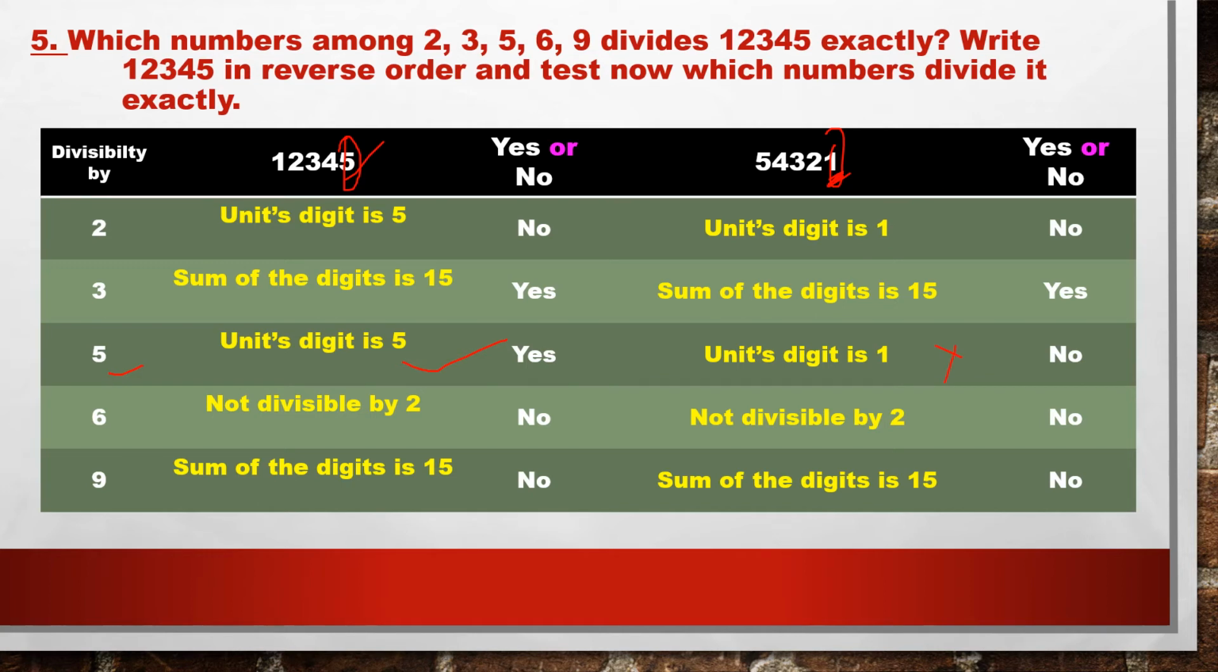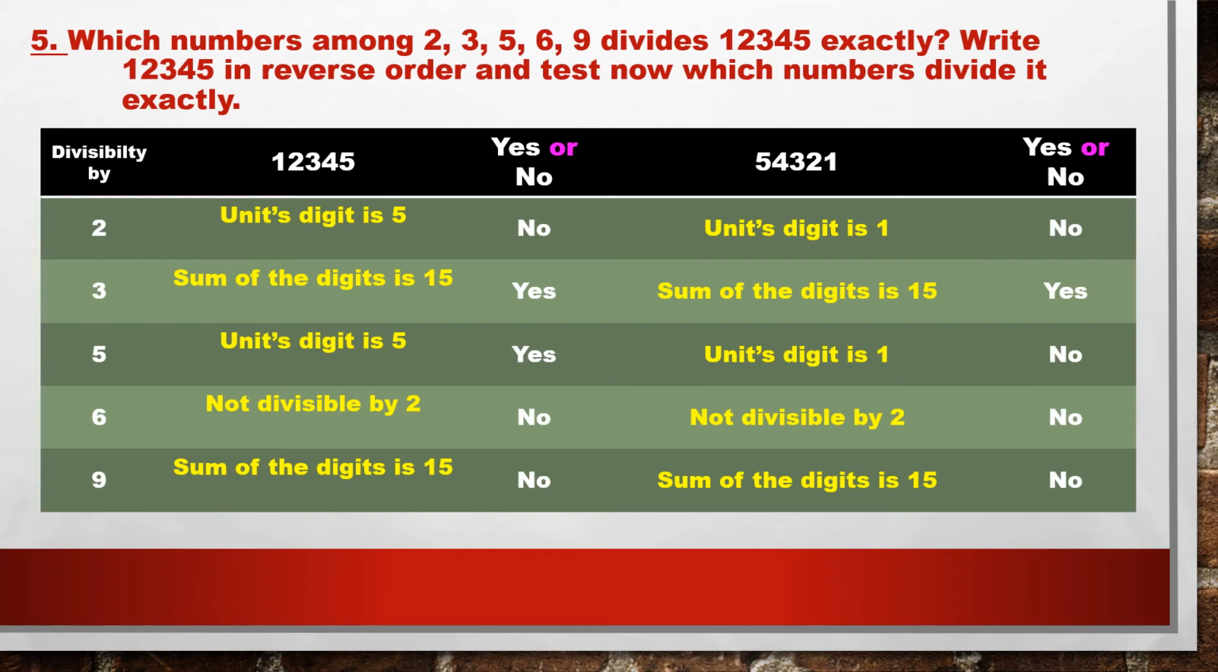Okay, the rule for 6 is that it should be divisible by both 2 and 3. If you check here, it is not divisible by 2, but it is divisible by 3, which means it is not divisible by 6. It should satisfy both divisibility rules, then only 6 will say okay, or else not okay. So here it is not divisible.